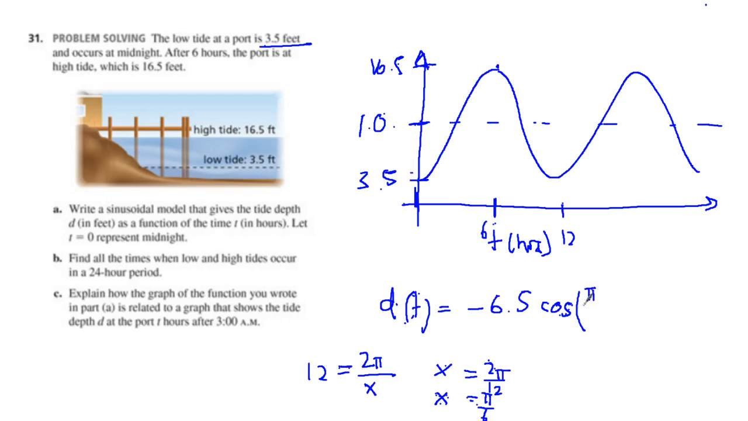And then what's the vertical shift of the graph? The vertical shift of the graph is just shift 10 up. So it will be plus 10. And that is our function right there.